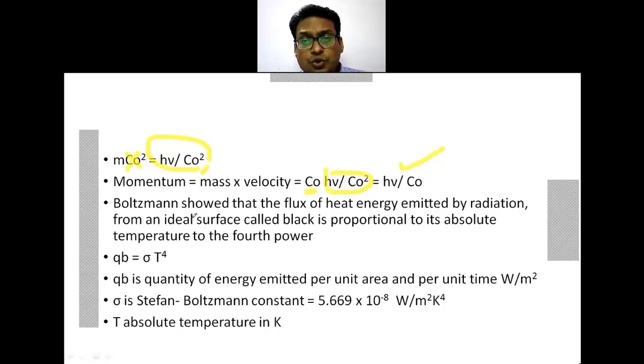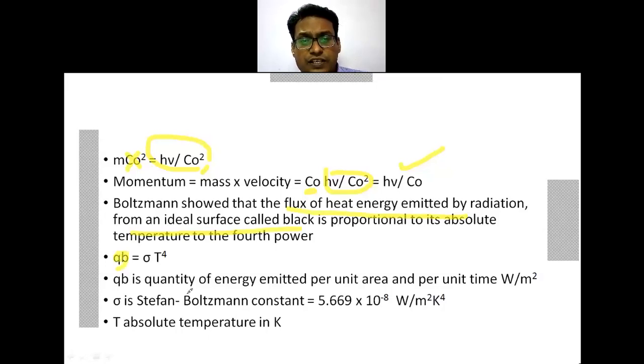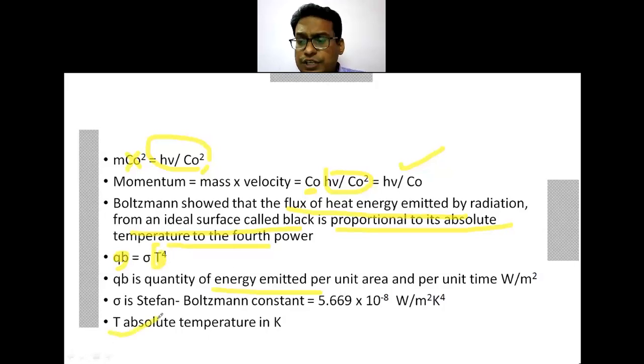So Boltzmann showed that the flux of heat energy emitted by radiation from any ideal surface, called the black surface, that is why we call it QB for the black surface, the quantity of energy emitted by a black body, is proportional to its absolute temperature to the fourth power, where temperature is in absolute Kelvin.